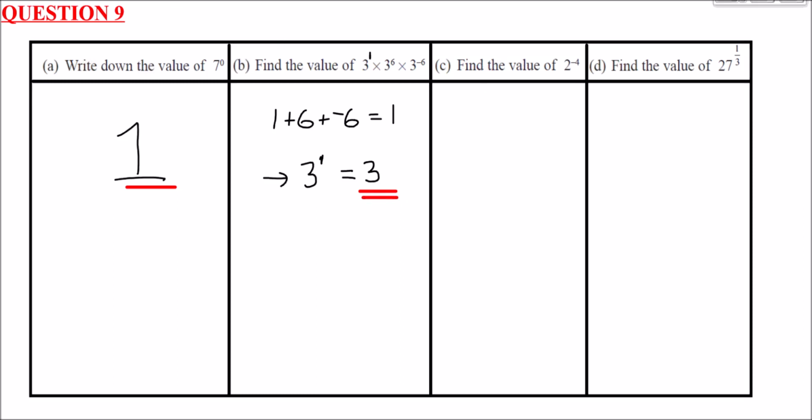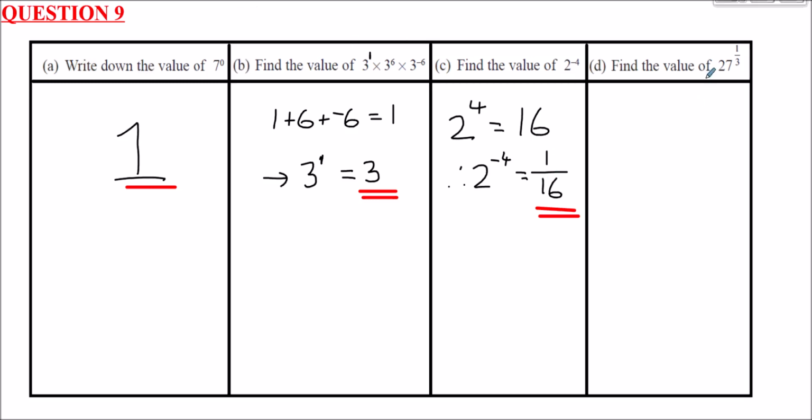This one here, find the value of 2 to the minus 4. I'd suggest thinking of what 2 to the 4 is first. 2 to the 4 means 2 times 2 times 2 times 2, which is 16. Once you work out a power which is positive, the negative version of that is the reciprocal of 2 to that positive power. So if 2 to the 4 is 16, 2 to the minus 4 is 1 divided by 16. So the value for part C is 1/16. You could give it as a decimal if you really wanted to, but that's much harder. Just leave it as a fraction.